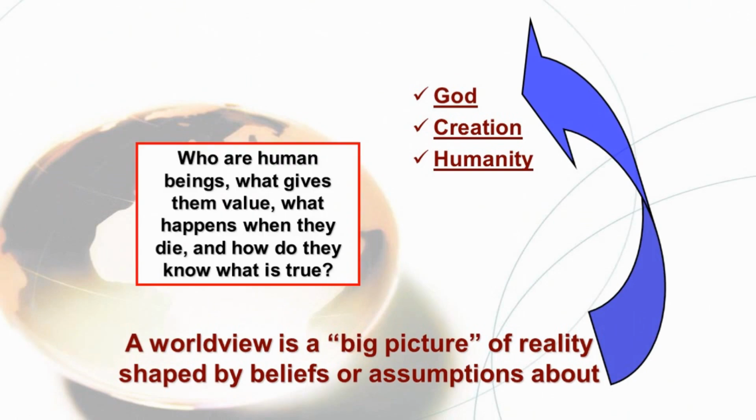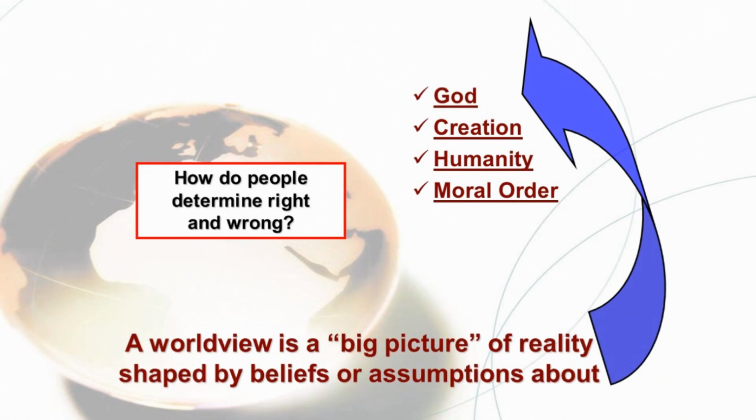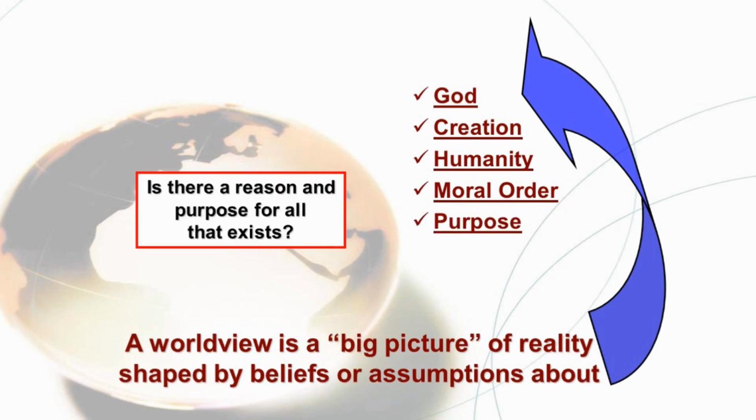Thirdly, all worldviews have a view of humanity. Who are human beings? What gives us value? What gives us worth? What happens when we die? And how do we know what's true? Those are all questions related to humanity. Okay, and then moral order. How do people determine what's right and wrong? And finally, purpose. Is there a reason and a purpose for reality? Those are your 5 worldview components. Now, you might say, well, are there more than 5? Well, maybe. We're just going to stick with 5. And because we have 5 fingers on the hand, it's easy to remember 5.